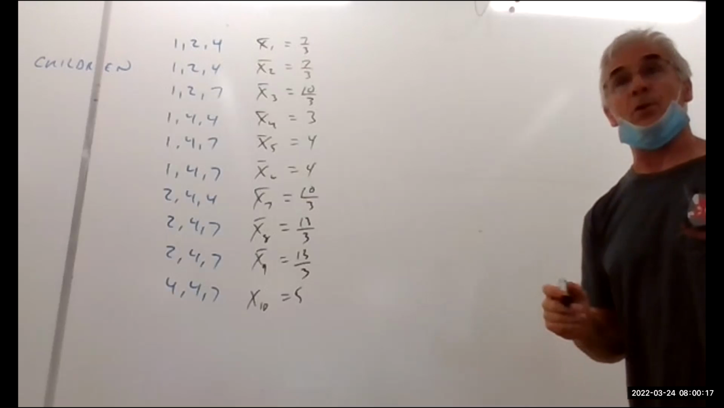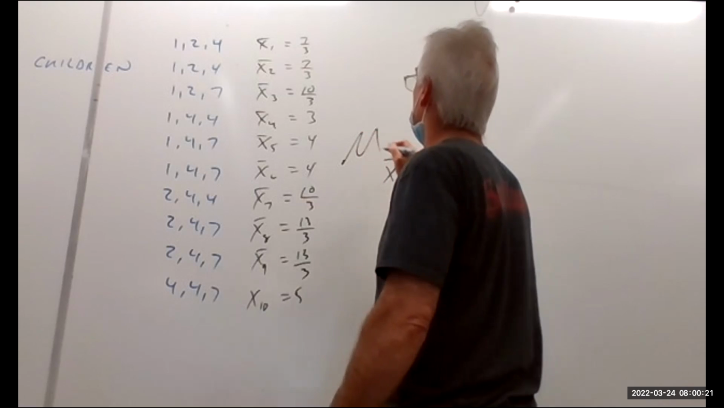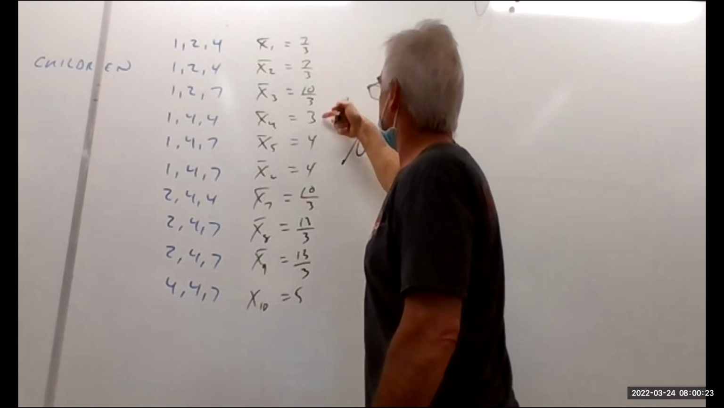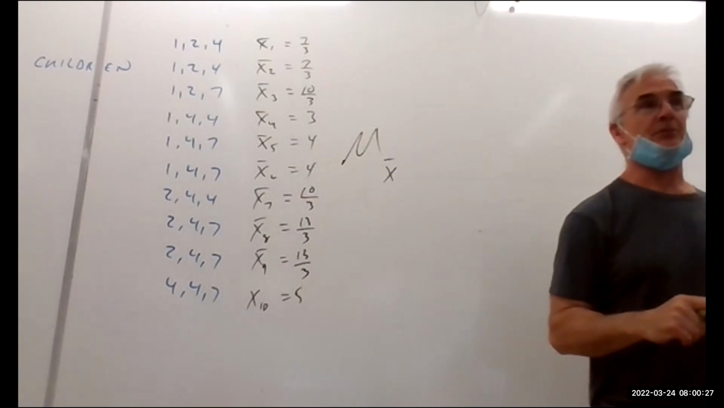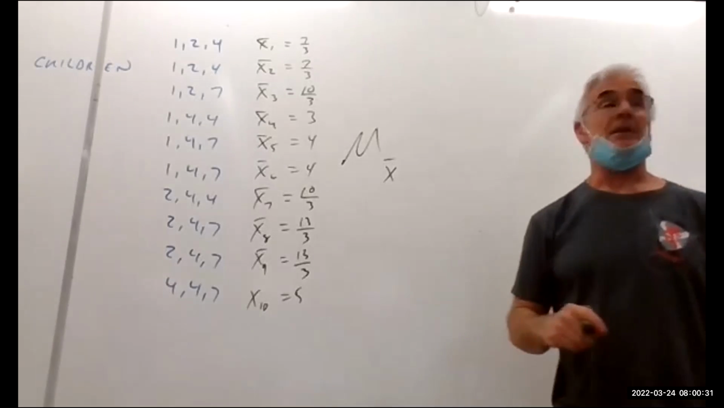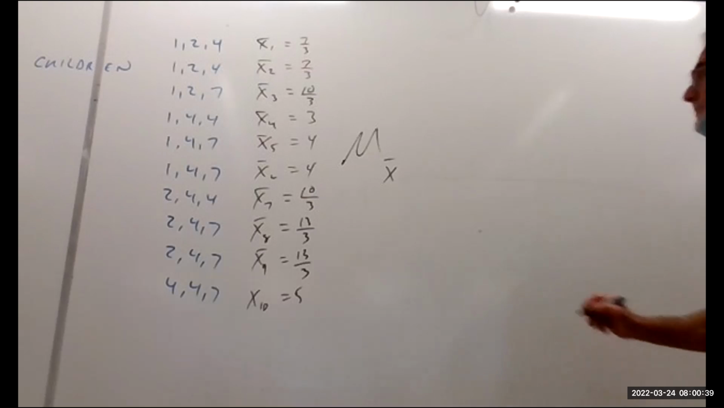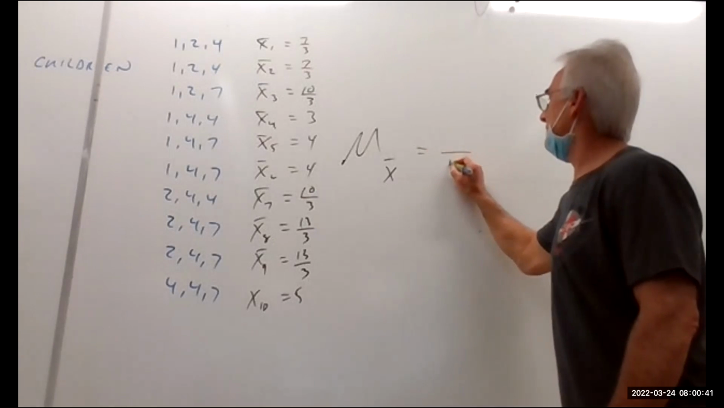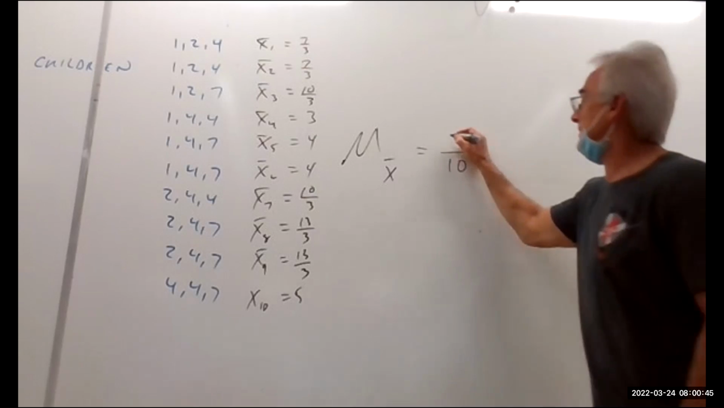Now let's do what we did before. Let's find the mean of all of these sample means. All you've got to do is add them up on your calculator. And by the way, you can do 7 divided by 3, and your calculator will keep track of it, or you can use your fraction key, whatever you want. It's going to be something over 10 because I have 10 values. You got 36 on top?